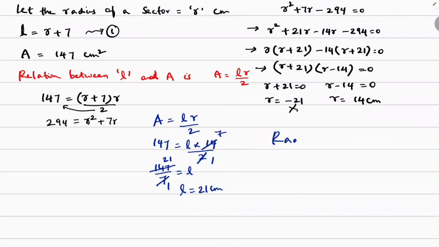Radius is 14 centimeters. Length of an arc is 21 centimeters.